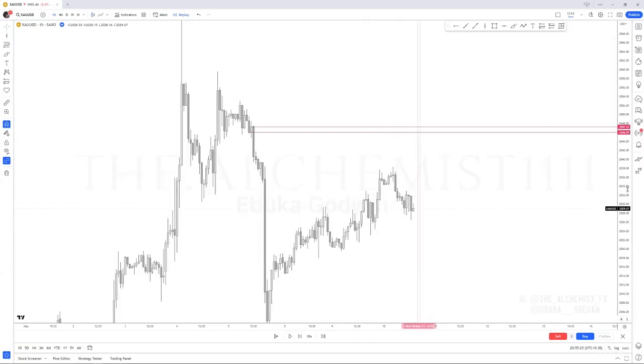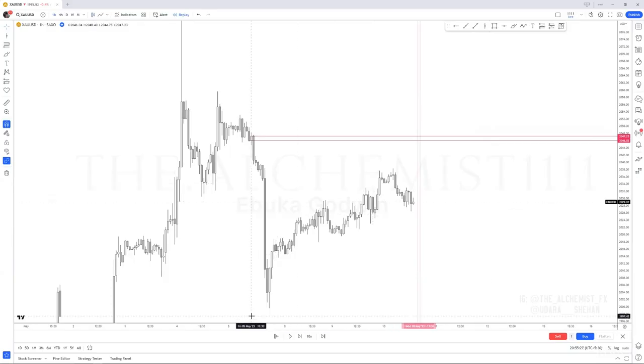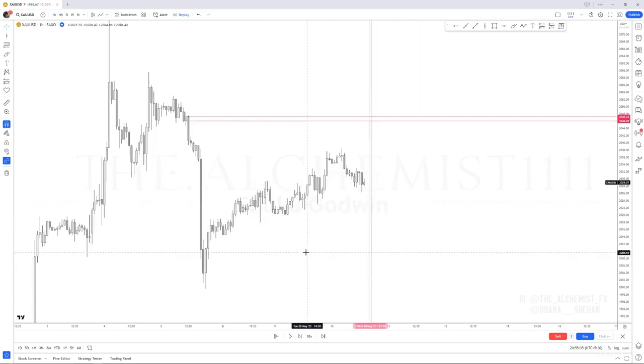Because we know that, right? I hope all of you guys were SMC traders once. If you were SMC traders, if you know ICT, you know how session openings do manipulations, right? We've seen it very clearly.